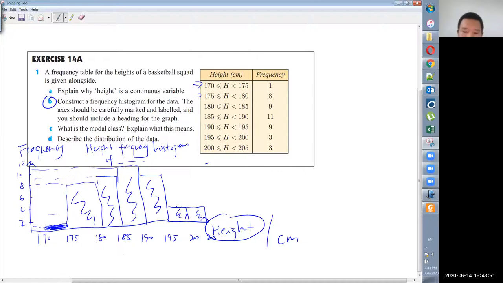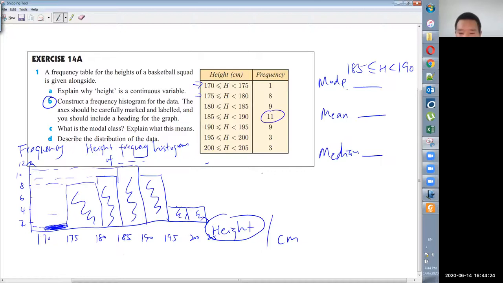Alright. Now what is the modal class? Modal, what is the meaning of mode? Do you still remember? Mean and median. So what's the meaning of these three? Do you still remember? The mode is the most. Yes. What's the most of the number? Correct. So the mode is the 185 to 190, yes. Because we have 11 of them.